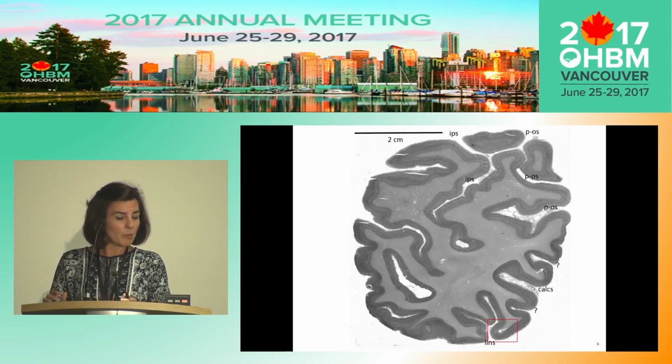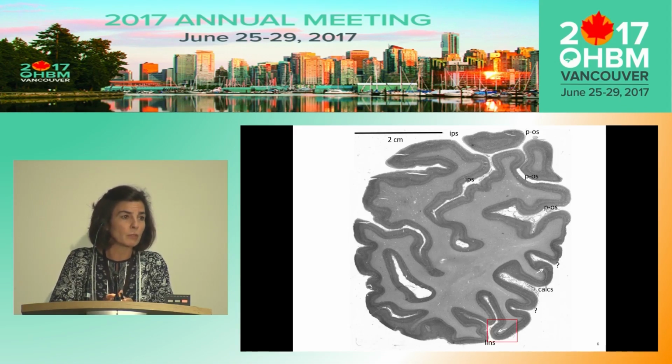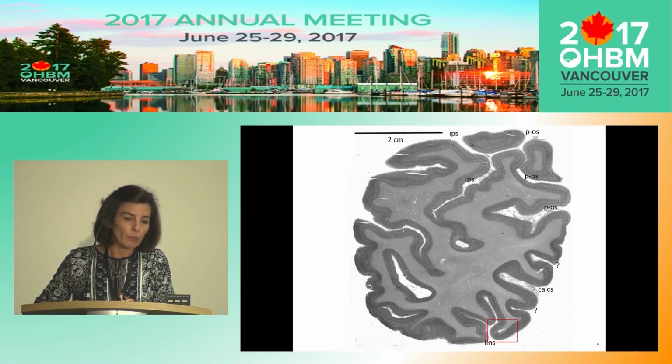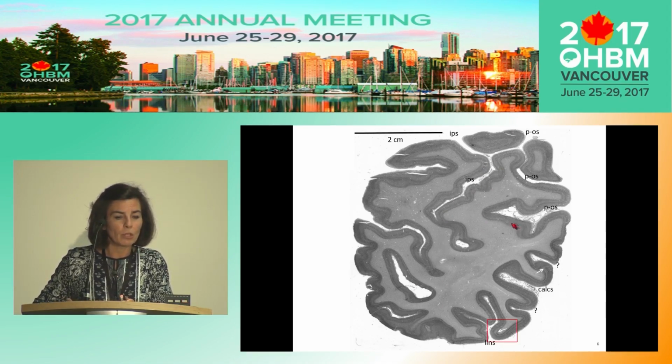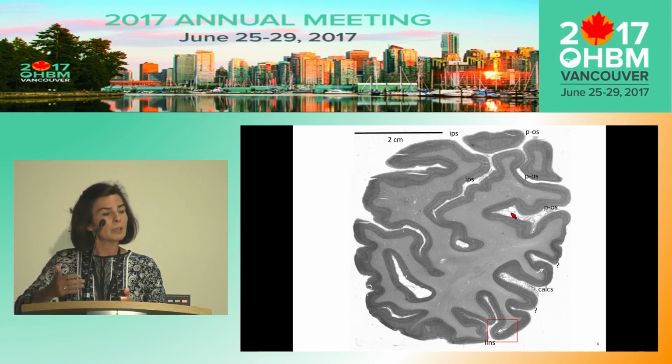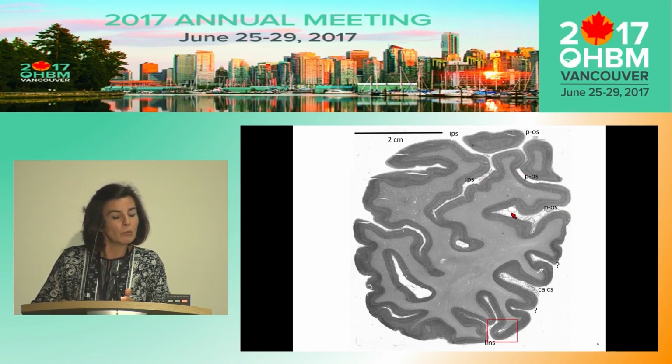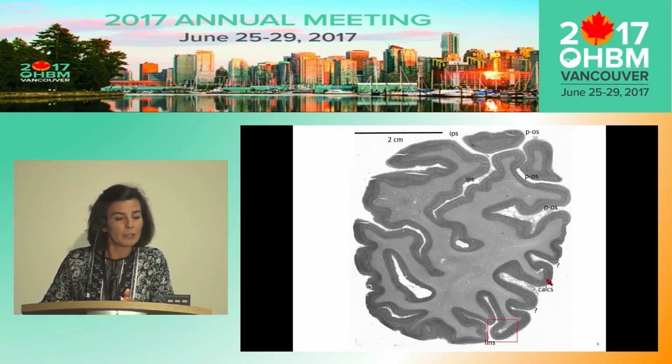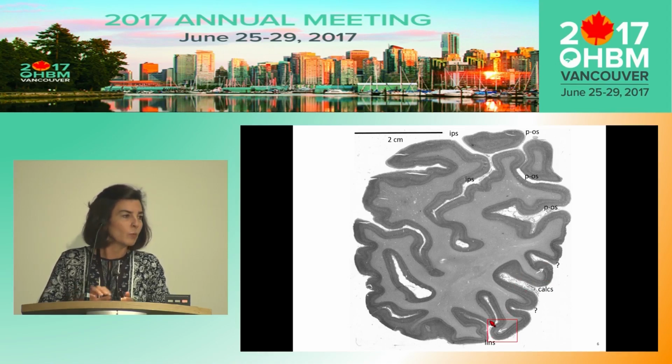Starting with the primary visual cortex, this slide shows a coronal section through a human occipital lobe processed for the visualization of cell bodies. I've labeled some sulci that Julian already mentioned. So there's the intraparietal sulcus. We've got the parieto-occipital sulcus, which can be sectioned multiple times in a coronal section. There is the calcarine sulcus down here, and the lingual sulcus.